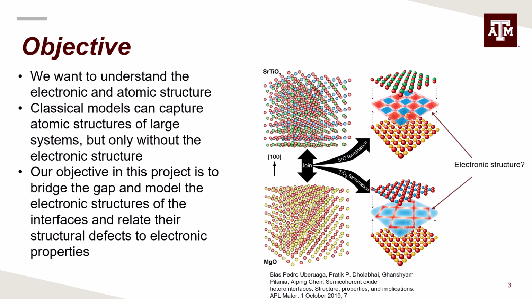As you can see on the right here, this is an atomic structure that has been classically generated, and based on the termination that it is generated on, it shows two different types of interfaces and two different types of defect patterns. What we want to see is how the electronic structure varies at these specific defect patterns.